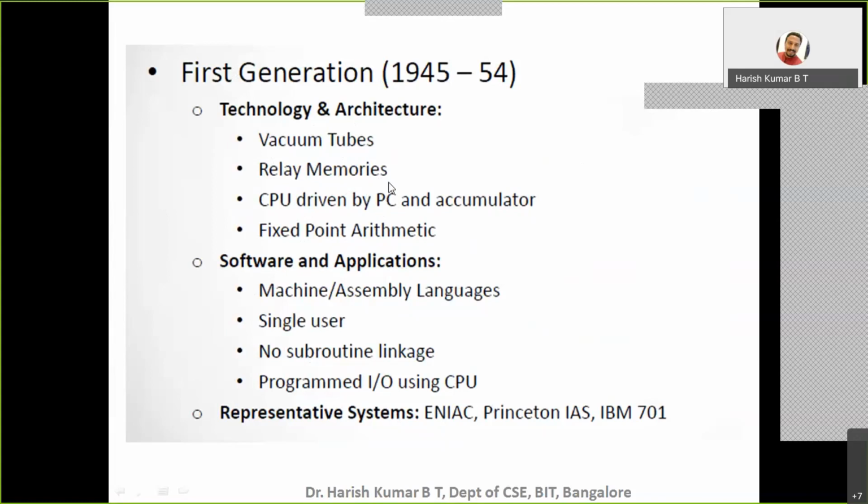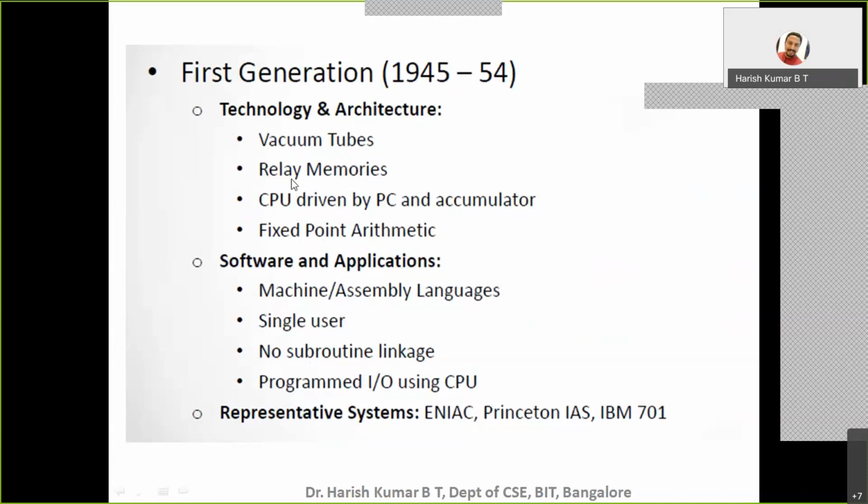That means the PC acts as a guide to the CPU. It holds the address of the next instruction to be executed and tells the CPU what it should do next. This single CPU, available in the first generation computer system and driven by the PC, was capable of performing only fixed point arithmetic operations. It was not capable of performing floating point arithmetic operations. So these are the main highlights of the hardware technology in the first generation computer systems.